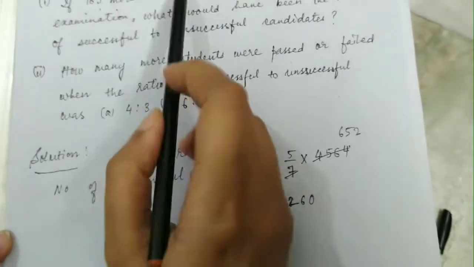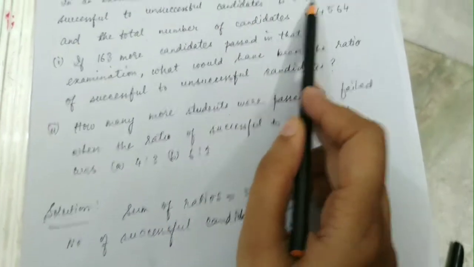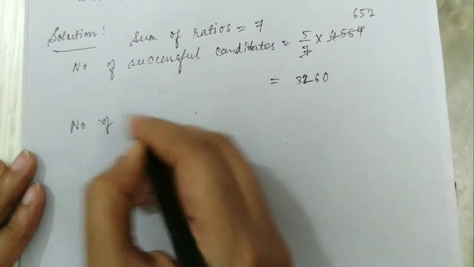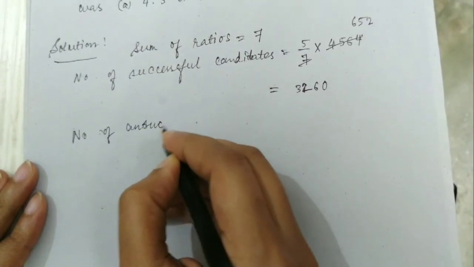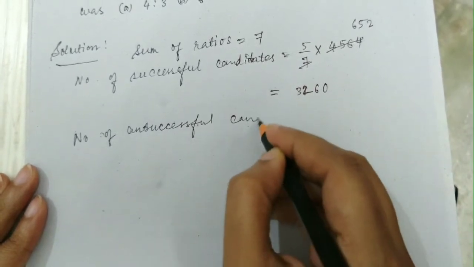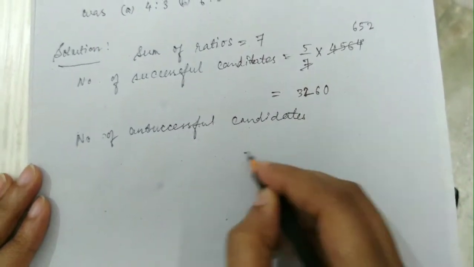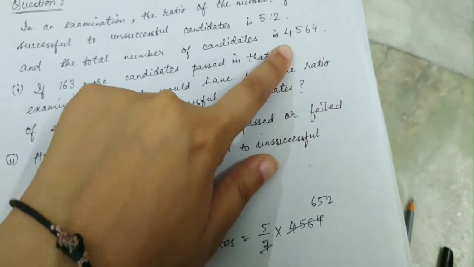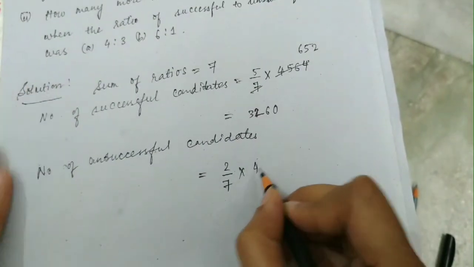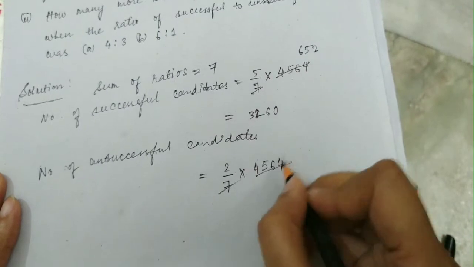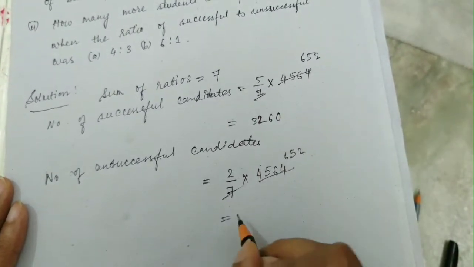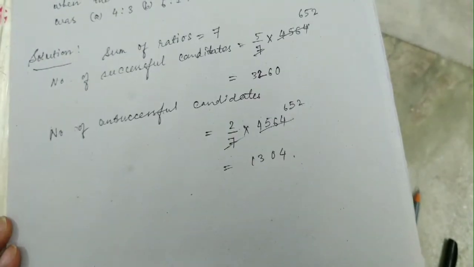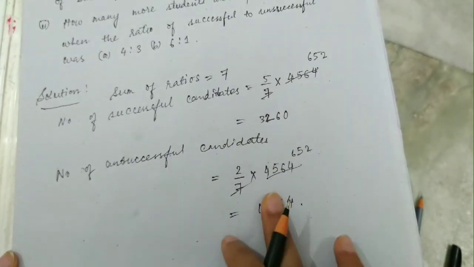Now to find the next part, the number of unsuccessful candidates from this ratio, we will do 2 by the sum of ratios into the total number of candidates. That is 4,564. So this again goes 652 and this gives 1,304. So these are the number of successful candidates and the number of unsuccessful candidates.